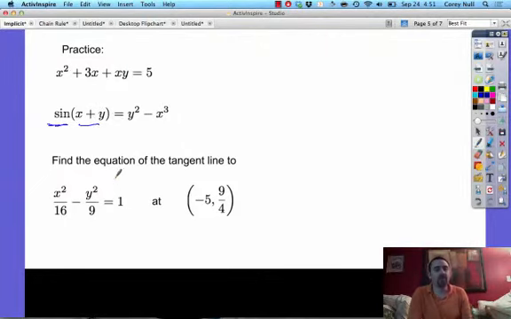And then finally, I want you to try taking the derivative of this and evaluating that derivative to find the slope at this point. Give that a shot. We already know the point. We just need to find the slope. So I'm going to take the derivative, plug the point in to find the slope, and then we should be able to find the equation of our tangent line.